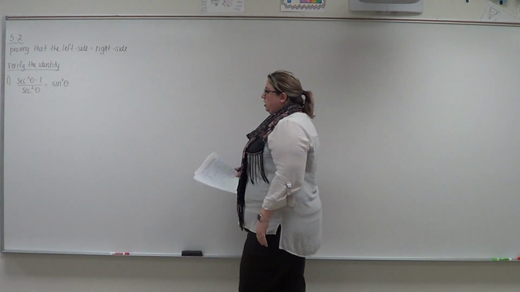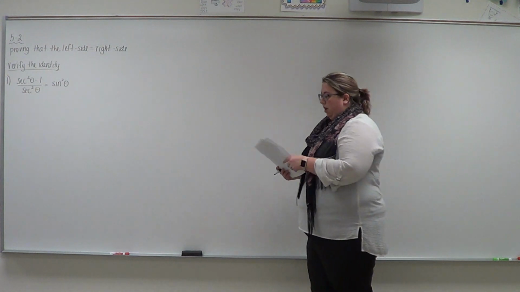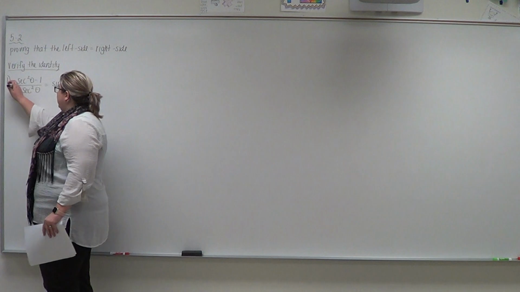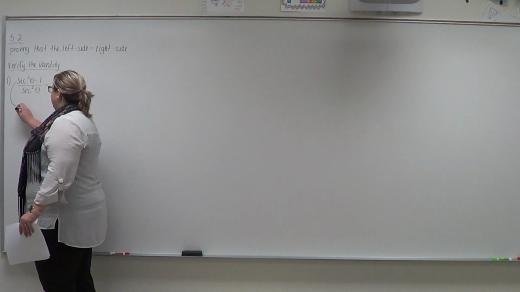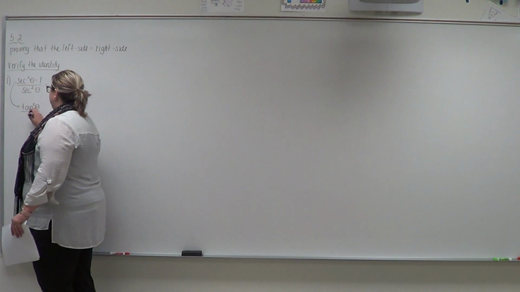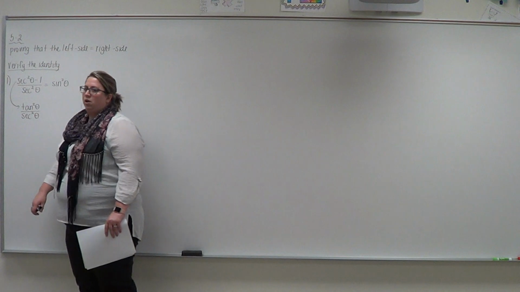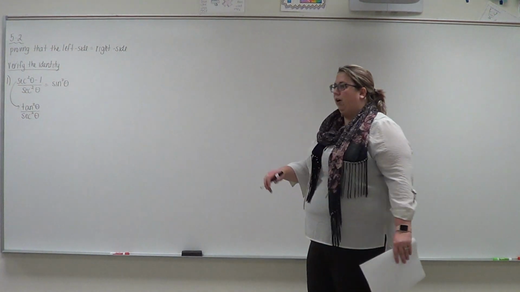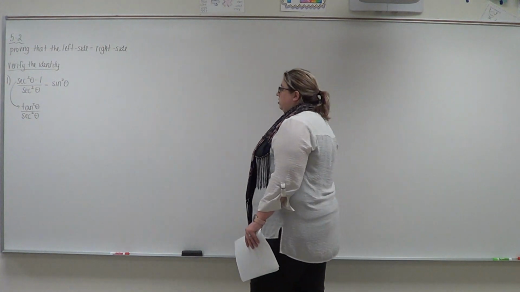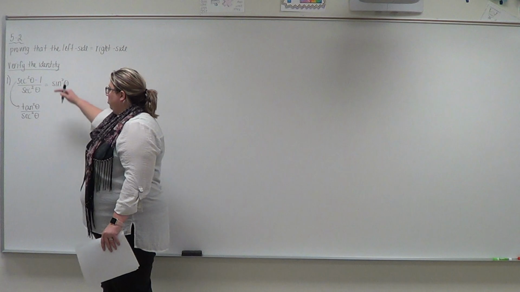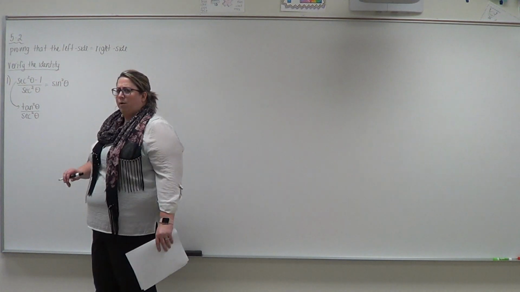So if I look at secant squared minus 1, if I look at my Pythagorean identities, I can replace this with tangent squared. So I have tangent squared over secant squared. Okay, and when you're doing these step by step, you either need to draw arrows or something to show me where the next step goes. So either you're going all the way down, all the way across, or you draw arrows to represent what's going on.